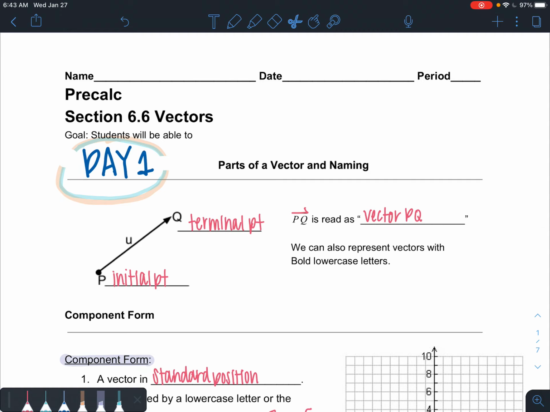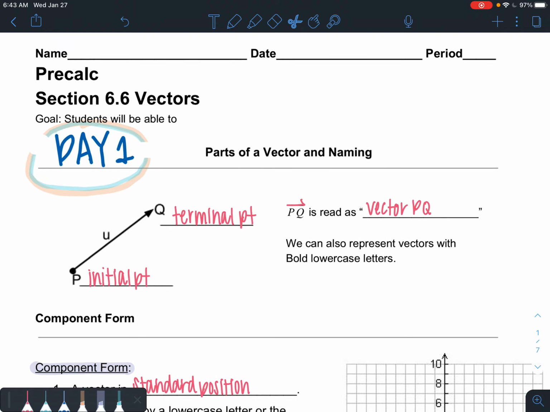So we're going to be talking about parts of a vector, multiplying vectors, length of vectors, graphing them, and all that good stuff. Okay, but first we have to know what a vector is.